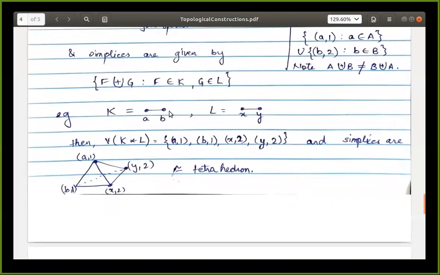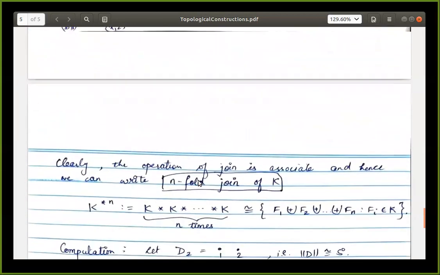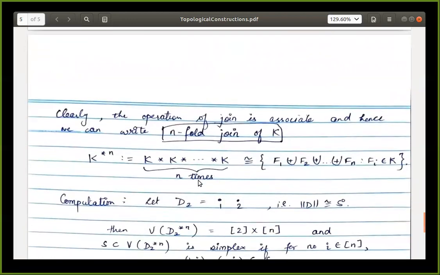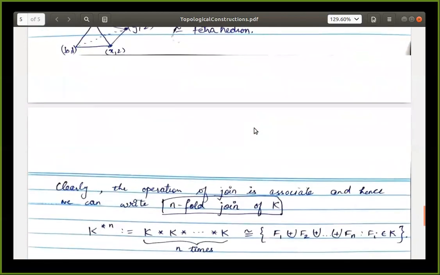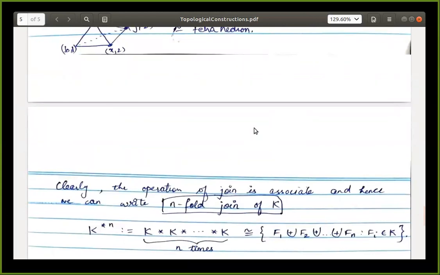Here this was a very small simplex, so it's easy to see, but once the simplicial complex is not just a simplex, these things become a little tedious to observe. But clearly enough, the operation is associative. Sorry, this is a typo. And hence, if let's say you have K1, K2, K3, we took three simplicial complexes, K1 join K2, and then taken join with K3 will be the same as K1 taken join with K2 join K3.